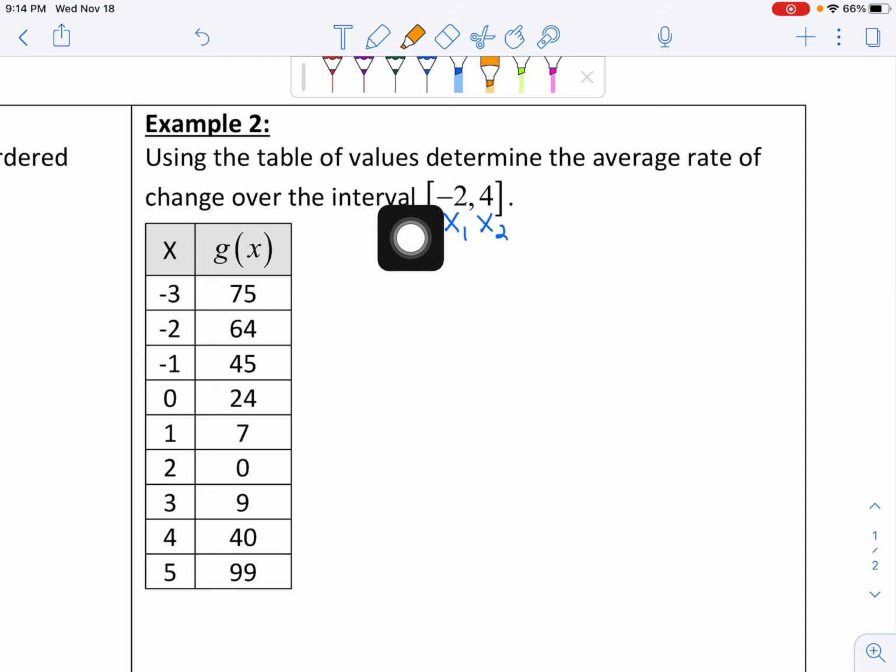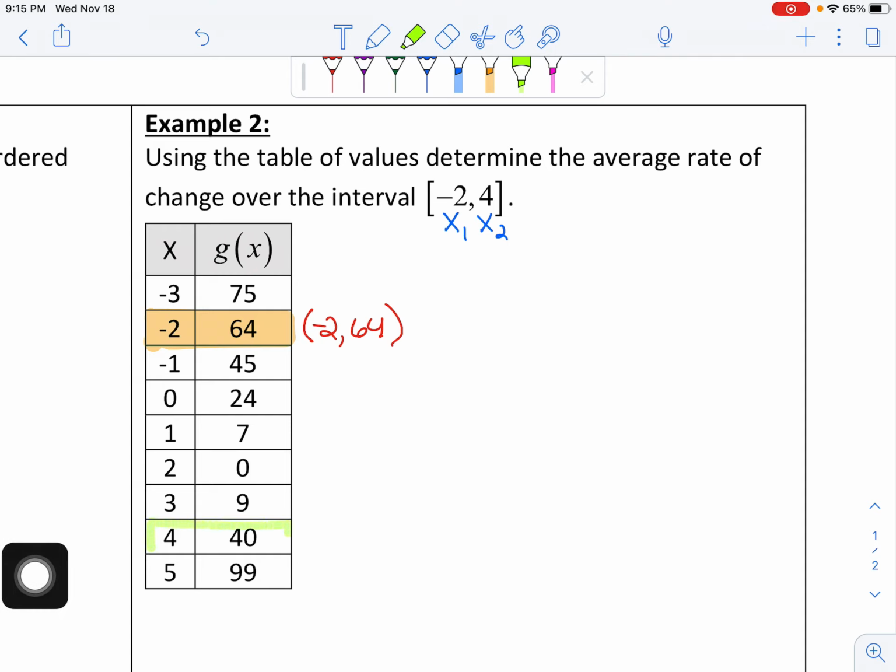What we do have, though, is a table of values. So I'm going to find this first x1. So -2 and 64 are right here. So this is my first ordered pair, right? That's what this table of values is. It's ordered pairs. So I've got (-2, 64). And then I'm going to look for my next x value, which is 4, which is way down here. And I'm going to use the ordered pair (4, 40).